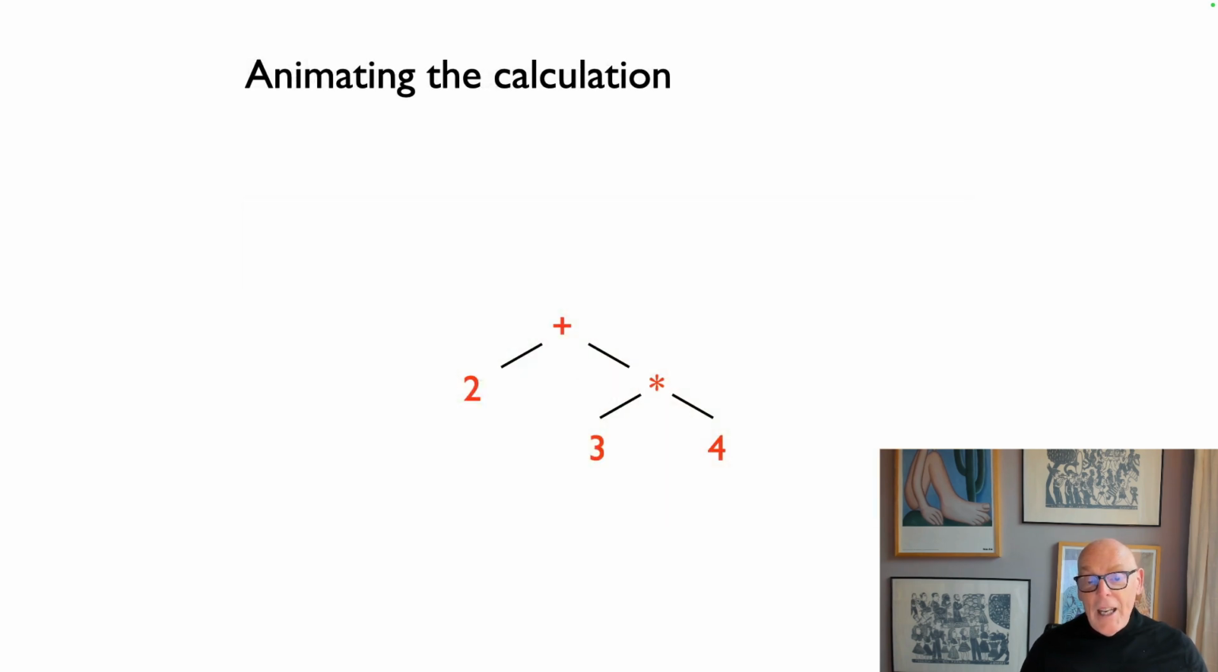And you can see that animated here with this expression 2 plus 3 times 4. Each of the numbers that appears in that expression just evaluates to itself. And then we can evaluate the sub-expression 3 times 4 to give us the number 12, and then the sub-expression 2 plus 12 to give us 14. So that shows the evaluation working in practice.